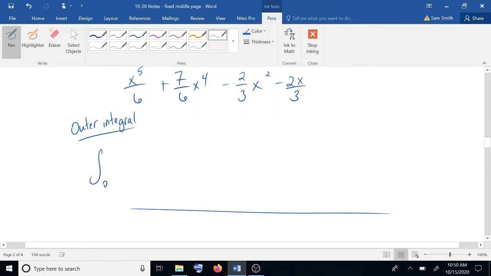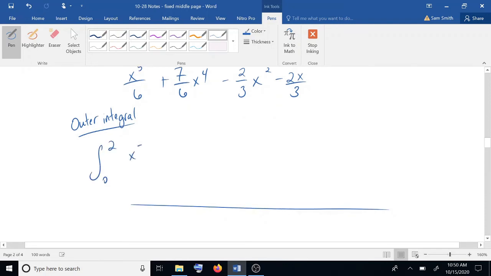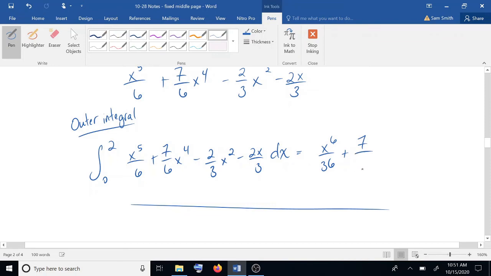The integral from 0 to 2 of x to the 5th power over 6 plus 7/6 x to the 4th power minus 2/3 x to the 2nd power minus 2x over 3. And if we take the antiderivative, we get x to the 6th power over 36 plus 7 over 30 x to the 5th power minus 2 over 9 x to the 3rd power minus 1 over 3 x to the 2nd power, evaluated as x goes from 0 to 2.